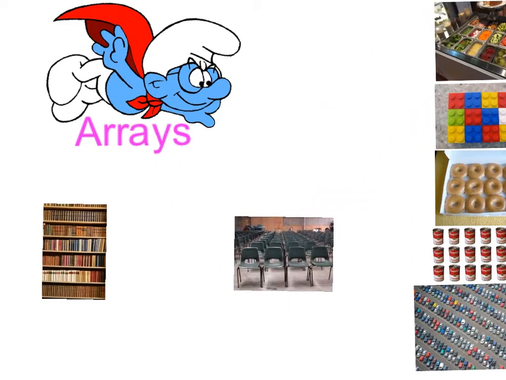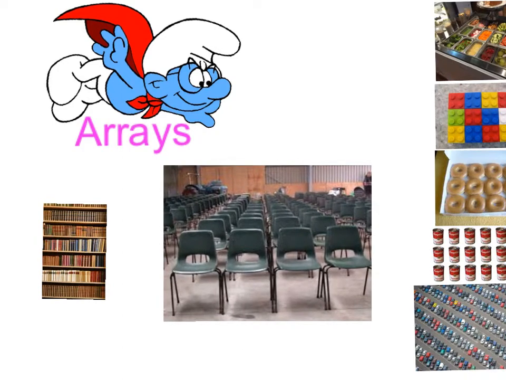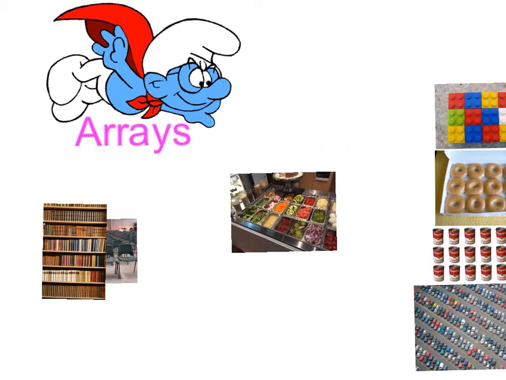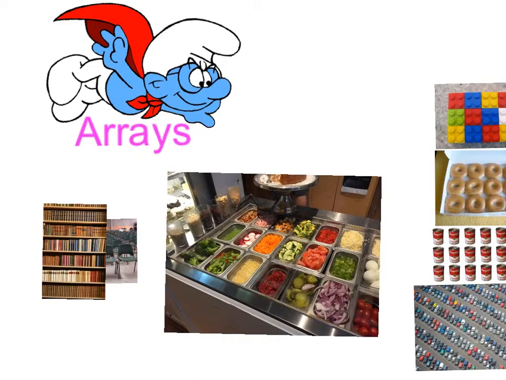What about this one here? It's some chairs in a hall. Next time you look at our hall and the chairs are set up, you have a look at the rows and columns of the chairs. What about this one? This one reminds me of eating at Sizzler or Subway and getting a sandwich made. Do you see the rows and the columns of all the salad ingredients?